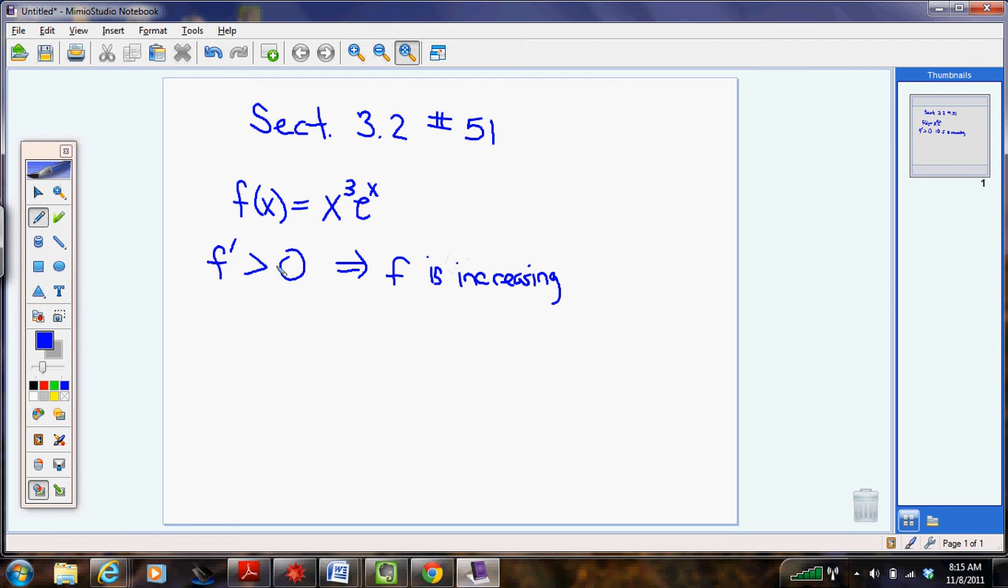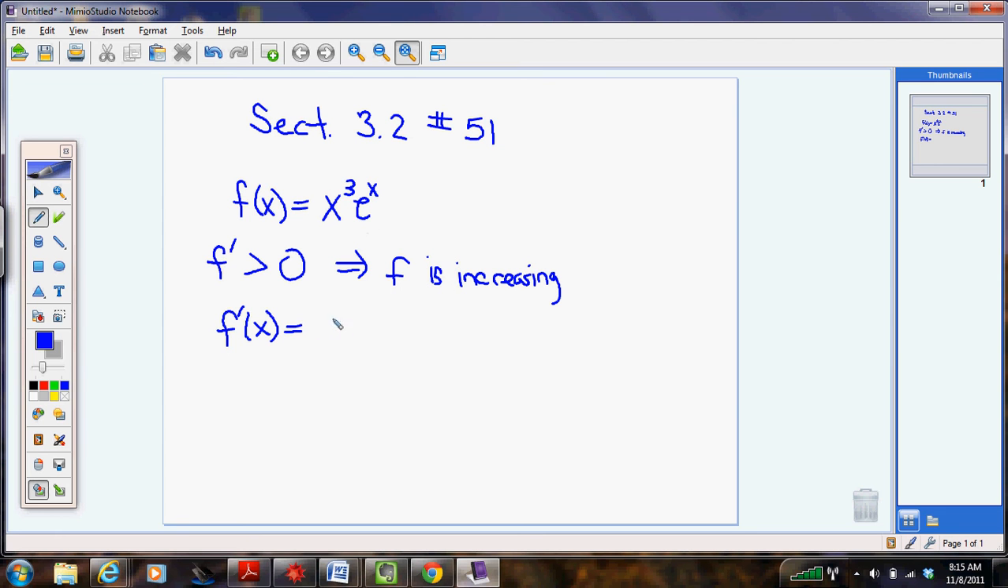Okay, so I need to know the derivative. I need to know specifically when the derivative is positive, so we need to find f prime. To find f prime, I realize that what I'm dealing with here is the product of two functions, x cubed and e to the x. And so that would suggest, hopefully rather quickly, that we need to differentiate using the product rule. So remember, the product rule is the derivative of the first factor times the second factor plus the derivative of the second factor times the first factor.